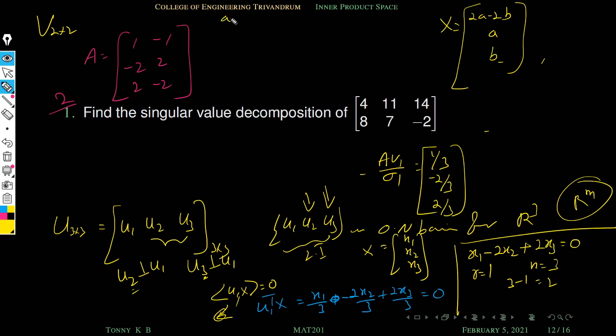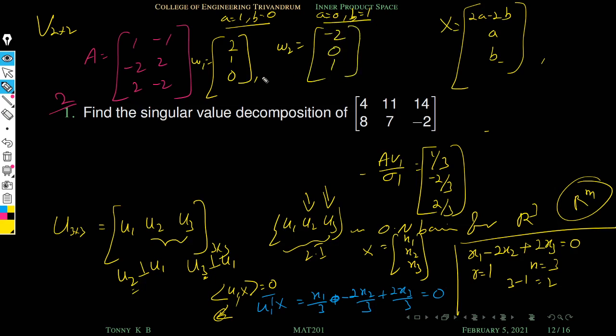Suppose we choose a equal to 1 and b equal to 0, then we get one vector, 2, 1, 0, and let it be w1. Then we construct another vector which is linearly independent of w1. We take another combination, a equal to 0 and b equal to 1. This is a normal practice. We get another vector, with a guarantee that it is linearly independent, which is minus 2, 0, 1. You can easily verify that these two vectors are linearly independent.